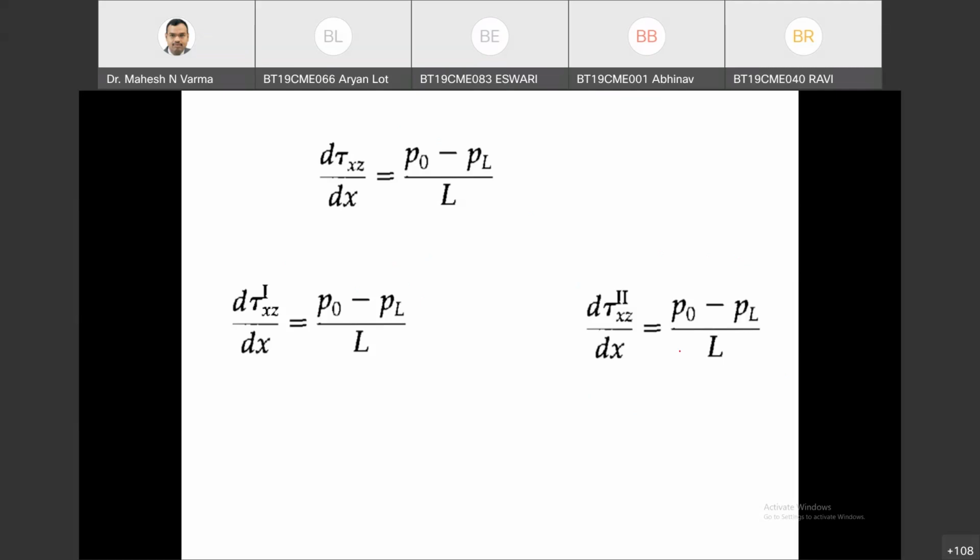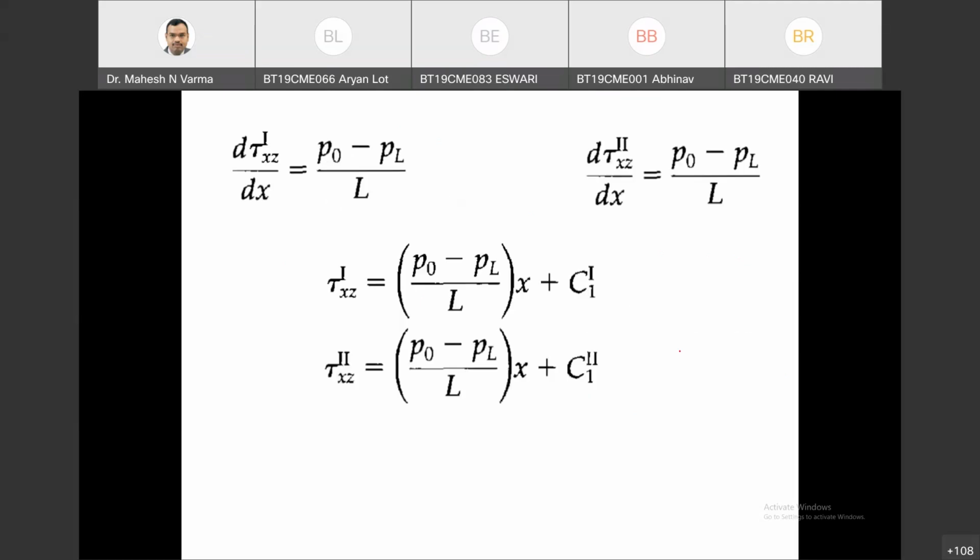Now integrating this equation, what will I be getting? This tau xz will be equal to delta p divided by L times x plus C1 for phase 1, and this will be C1 for phase 2. You can write C1 and C2, no problem. This is constant 1, this is another constant. This is C1, this is C2. This is for phase 1, this is for phase 2. So you can write any constant.